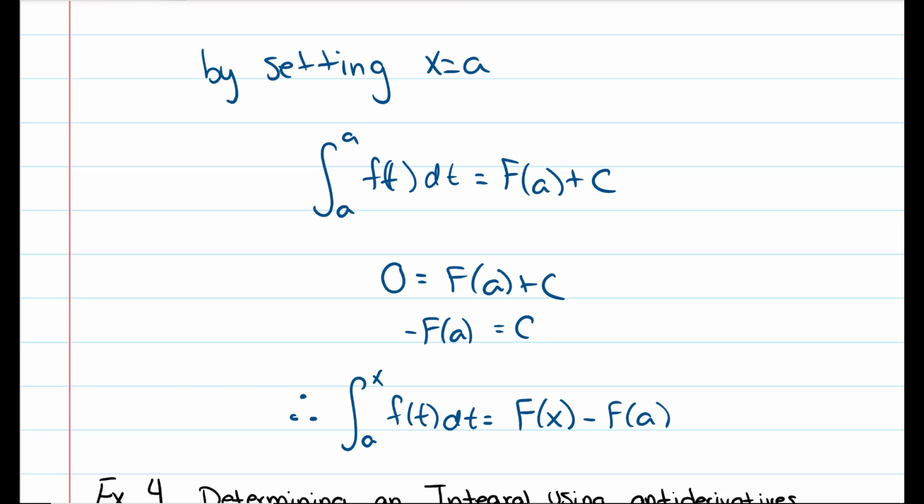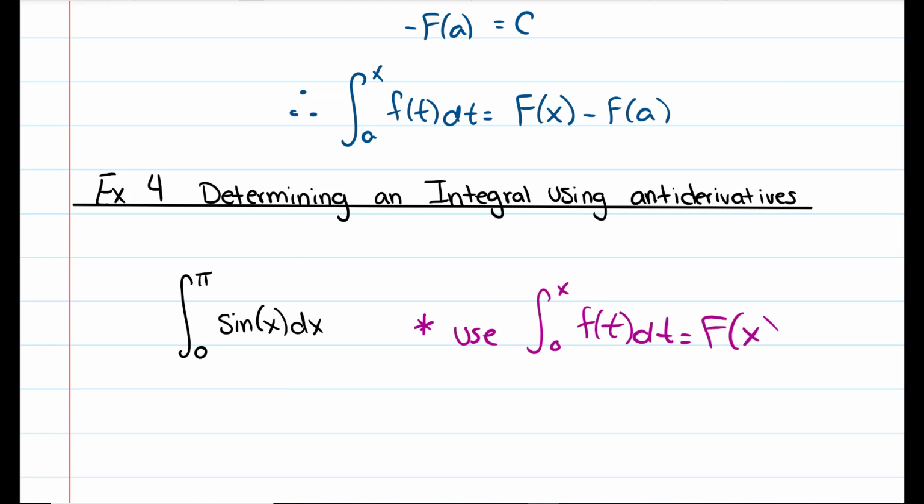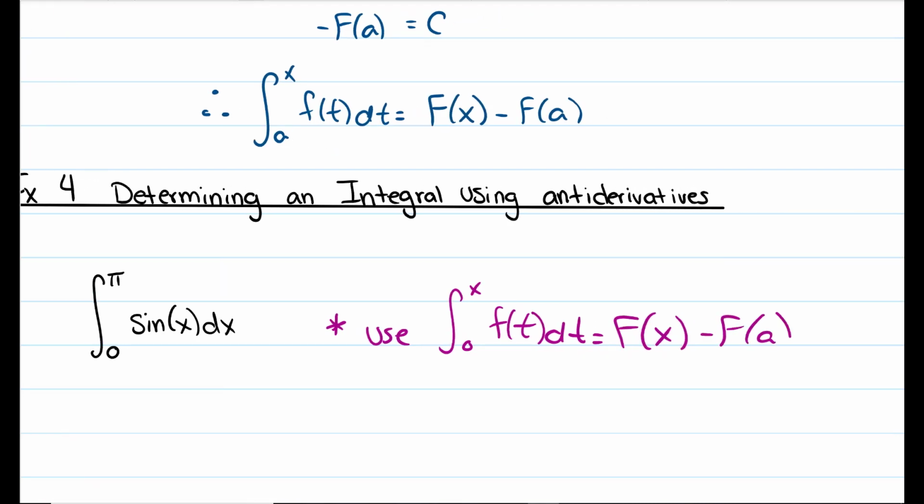This is going to lead into the next section soon, the fundamental theorem of calculus. This is a very important theorem that will help determine how derivatives and antiderivatives are more related. Let's talk about how we're going to use this identity right here that we just showed to determine some integrals. So we're going to use this to determine the integral from 0 to pi of sine of x dx. First of all, I want to make the note that this is what we're going to be using. We're going to use that the integral from a to x, remember this was just a number, of f of t dt is equal to the antiderivative at x minus the antiderivative at a.